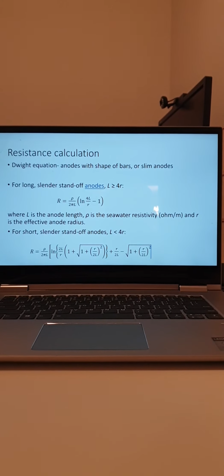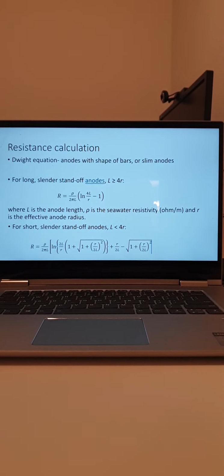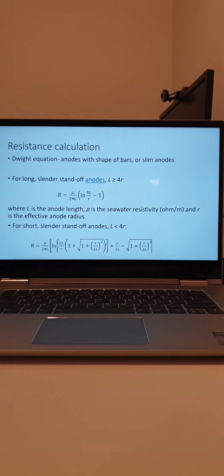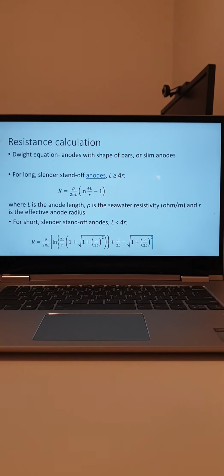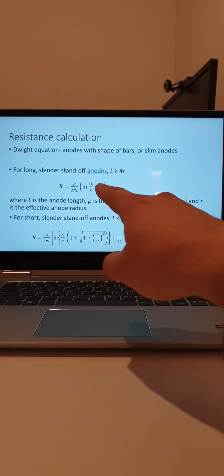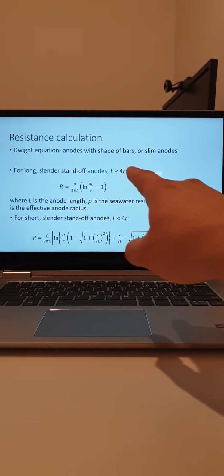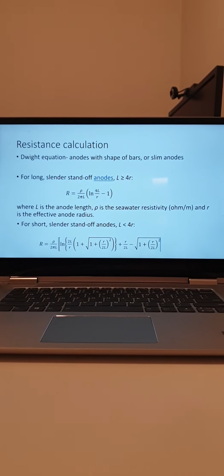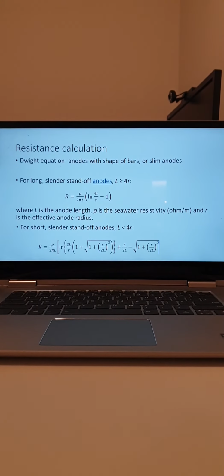So when we talk about the Dwight equation, it is for an anode with the shape of bars or slim anodes, and this is the equation that we need to know. It applies to anodes with a length higher than 4r. L is the length, rho is the seawater resistivity. Now this is the seawater resistivity, but we can apply the soil resistivity or any other liquid resistivity.